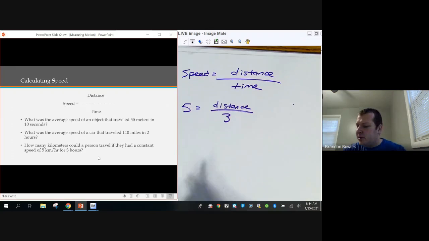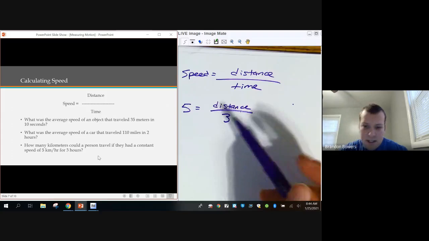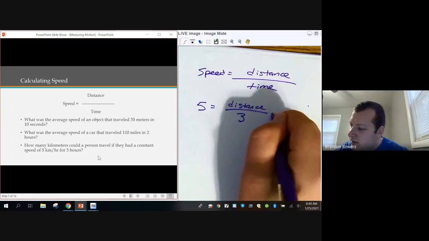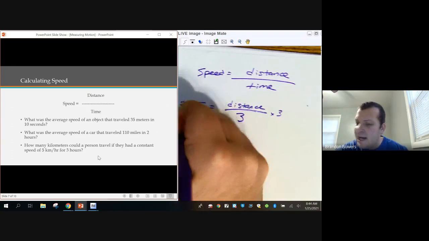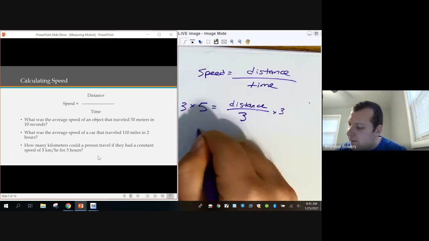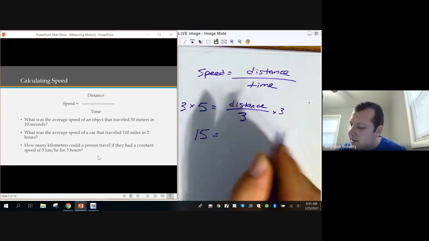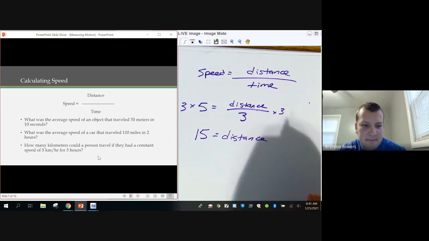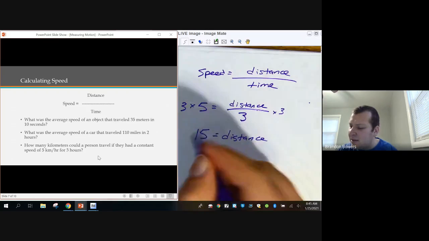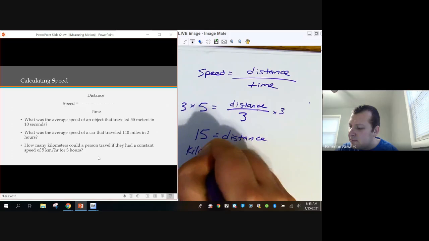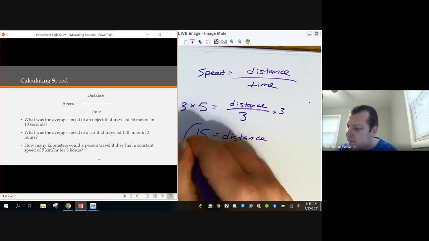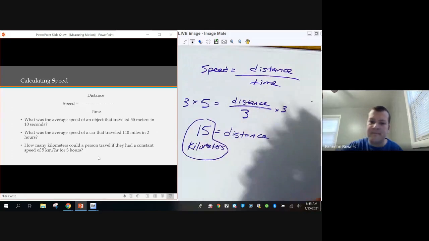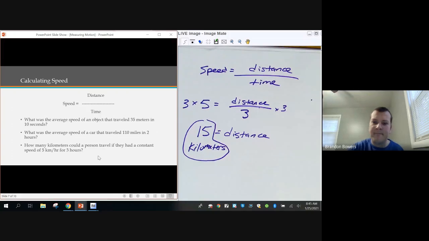All right, so the opposite of division is multiplication. So I have divide by 3. I've got to multiply by 3 on both sides. So I have 15 is equal to the distance. Now, what unit am I going to have? Well, it says in the question, how many kilometers? Well, I have 15 kilometers. And that's how you would solve that type of problem.